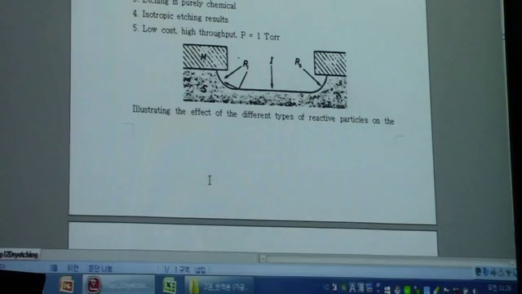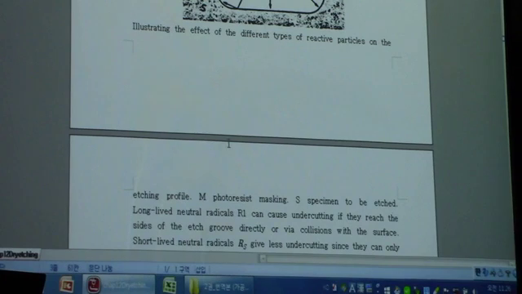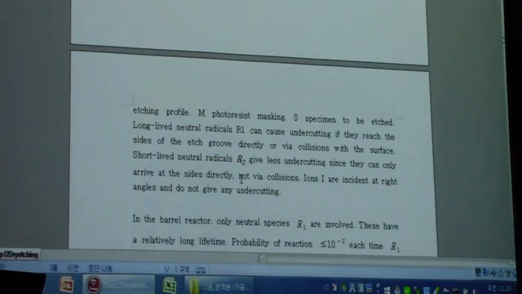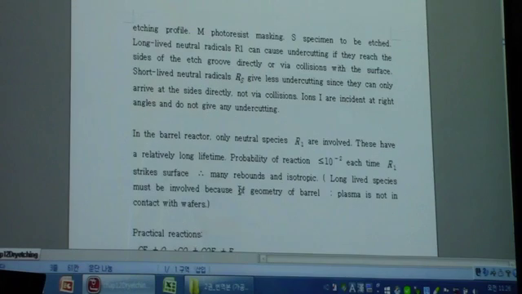Okay, it's directly etched in the directions, illustrating the effect of different types of reactive particles on the etching profile. The photomasked specimen: long-lived neutral radicals are RL, and short-lived neutral radicals RS, and ions I are incident at right angles and do not give any undercutting. Well, you can easily understand this, right?